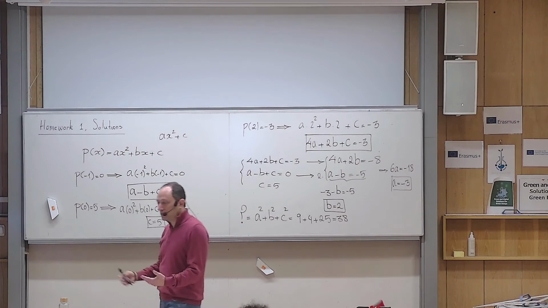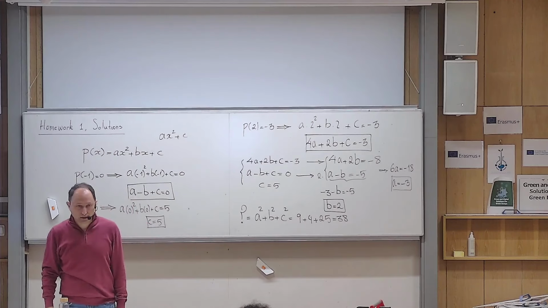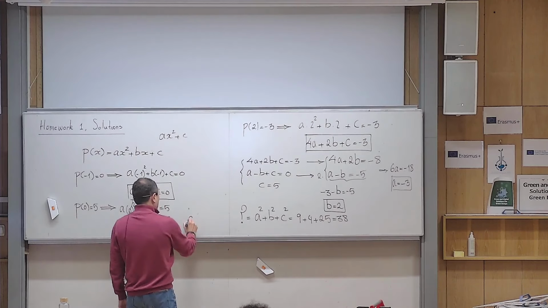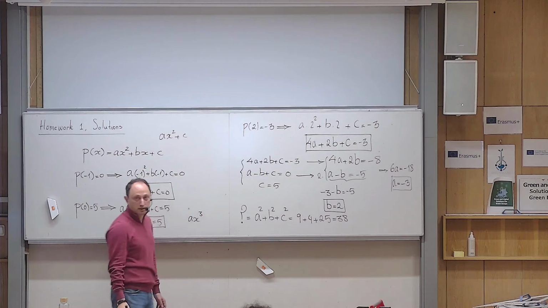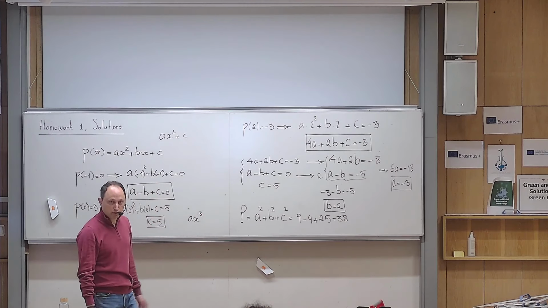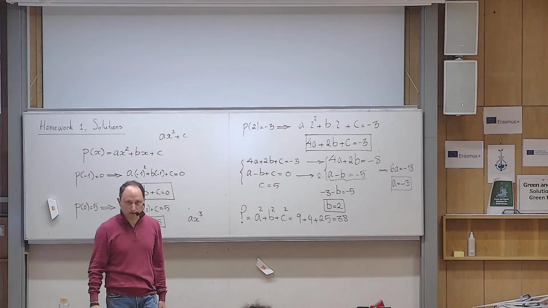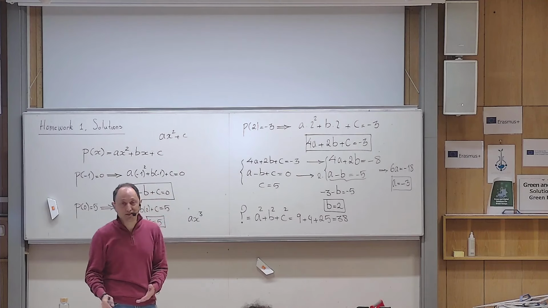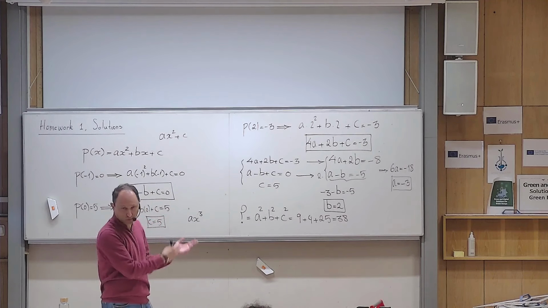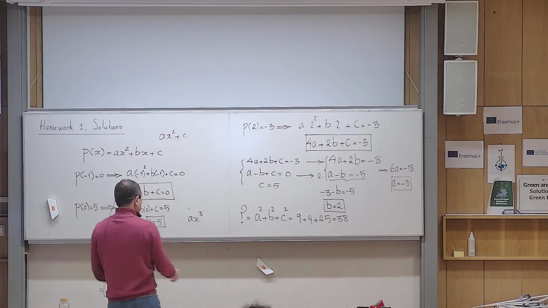If they say that I have a third degree polynomial, in principle you can write like this. This is a third degree polynomial. But you're not allowed to assume that. You have to assume that ax cubed plus bx squared plus cx plus d. Unless you have a reason not to do that, which we don't have here. Yes? Any questions?